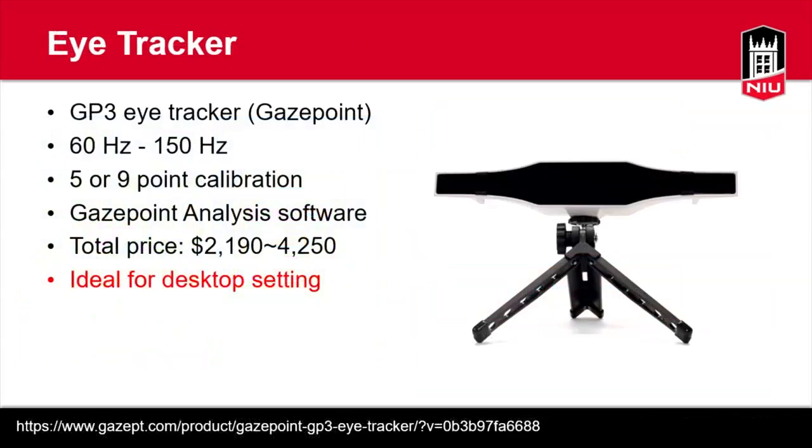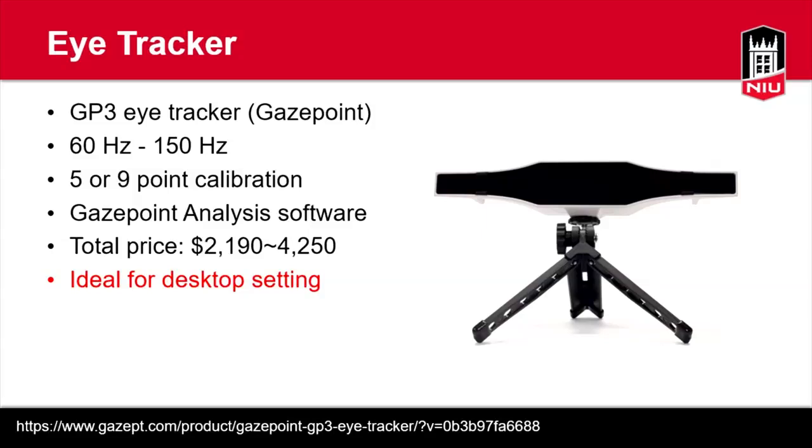The eye tracker we use is from a company called Gaze Point. As you see in this figure, it's a very small camera with a stand. There are two versions, 60 Hz and 150 Hz. Ours is 60 Hz. The 150 Hz is more expensive because we can capture more data within a second. If you have a lot of dynamic eye movement, then a higher sampling frequency might be better. There is a 5 or 9 point calibration before we do the study. The total price depends on the level, but it's about $2,000 to $4,000.